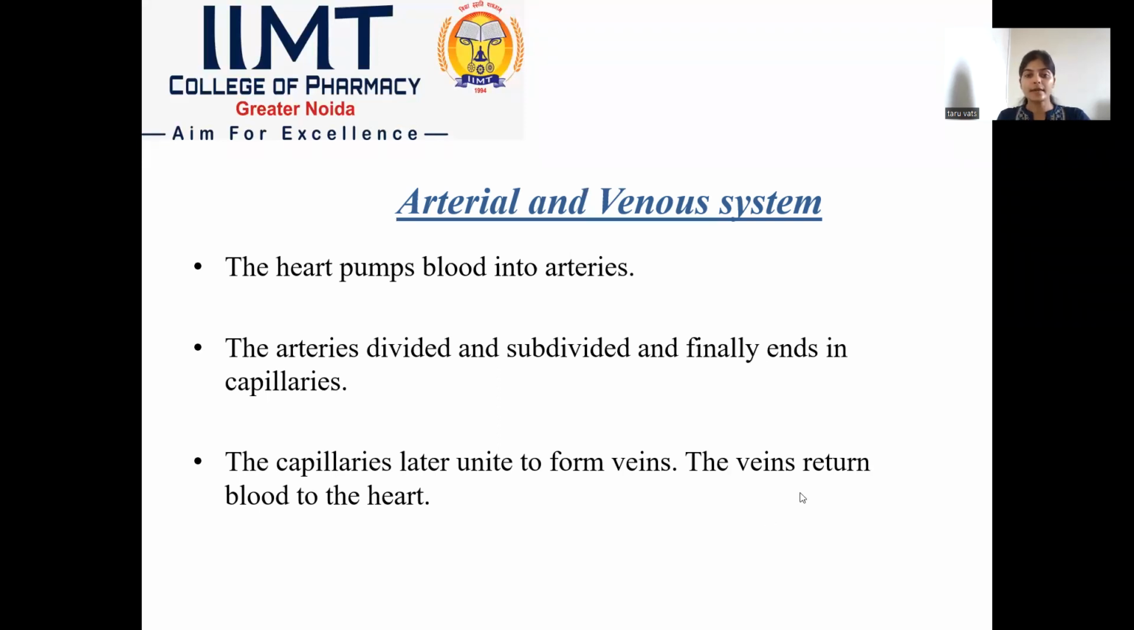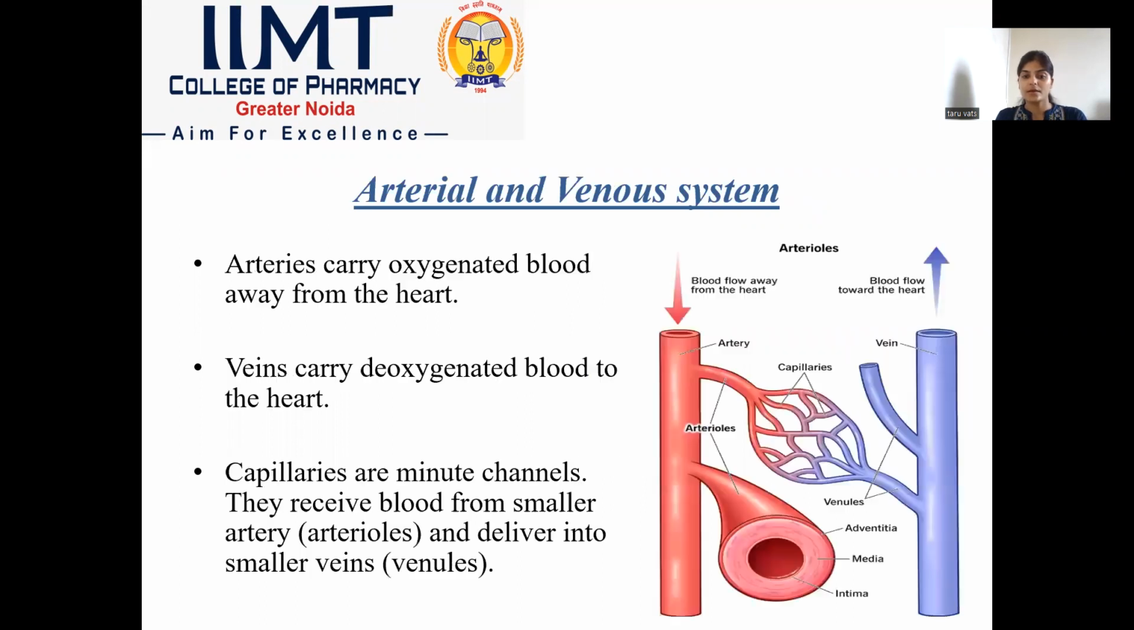Now, moving to the next slide. Arterial and venous system. So, here you can see in this image, arteries carry oxygenated blood away from the heart. This is artery. So, these carry oxygenated blood away from the heart. Veins carry deoxygenated blood to the heart.